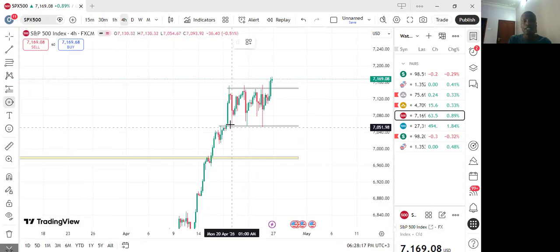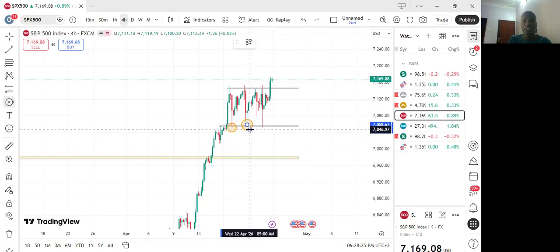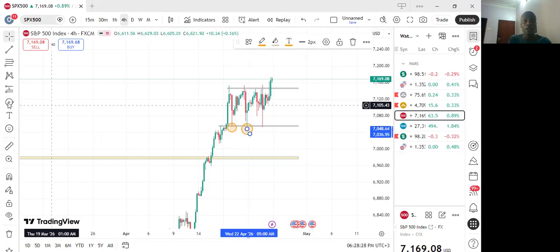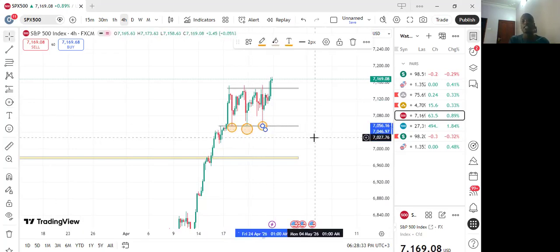That is this area. This is the first area. This is the second zone here. And this is the third. So you can notice that on S&P 500, price has formed a triple bottom.